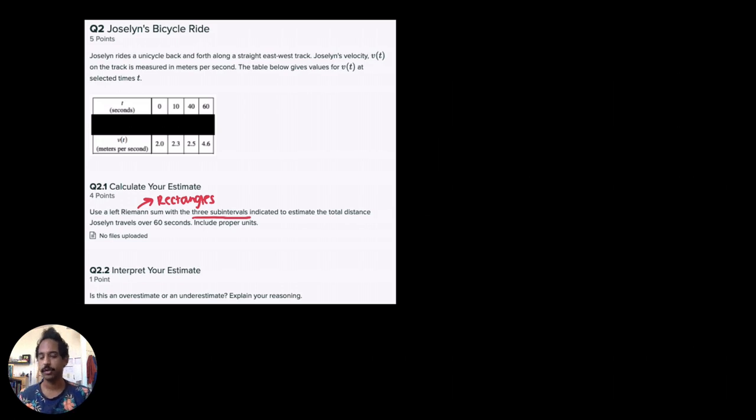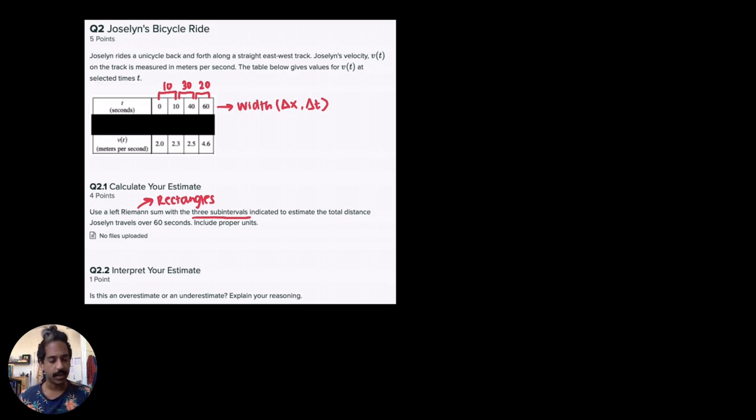And when they say the subintervals indicated, they're talking about this. From 0 to 10, from 10 to 40, and then from 40 to 60. Now, why is that useful? I'm going to remind us that rectangles, whenever we're finding their area, we need the length and the width. And the width is given by those intervals. I call these our delta x, or in this case, we can call them our delta t, how those x's and t's are changing. In the first case, our width is 10 from 0 to 10. From 10 to 40, that width will be 30. And then from 40 to 60, that width is 20.